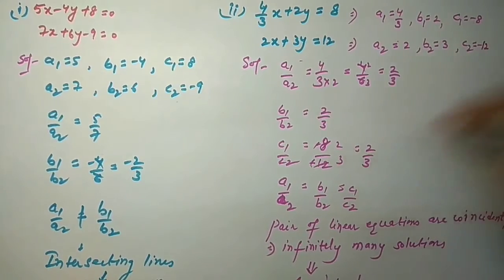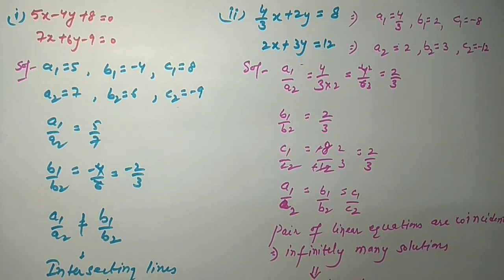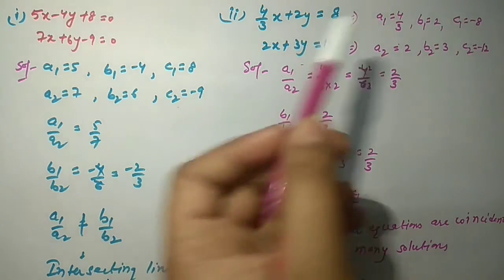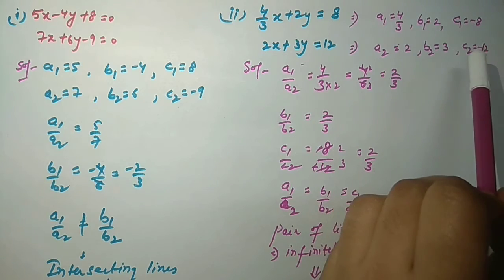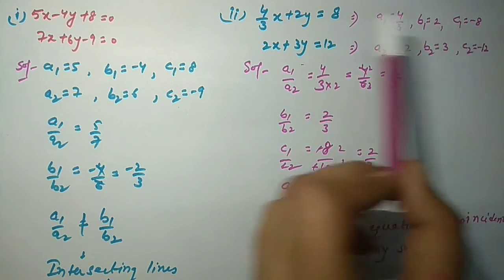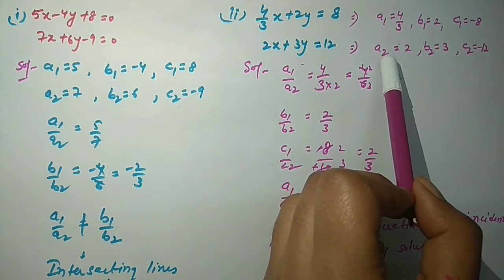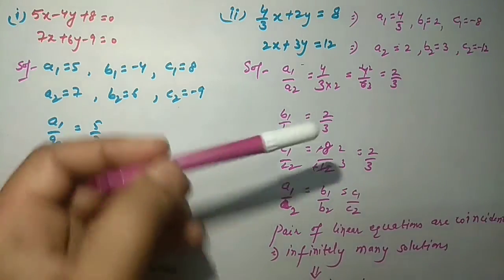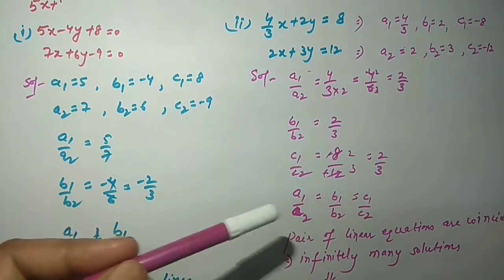So here is the next question. In this we have 4 upon 3 x plus 2y is equal to 8 and 2x plus 3y is equal to 12. Now again compare a1, a2, b1, b2 and c1, c2. So here I have written a1 is equal to 4 upon 3, b1 is equal to 2 and c1 is equal to minus 8. Why minus 8? Because we have to shift this 8 to the left side. Now similarly we have a2, b2 and c2. So again find these ratios a1 upon a2, b1 upon b2, c1 upon c2.